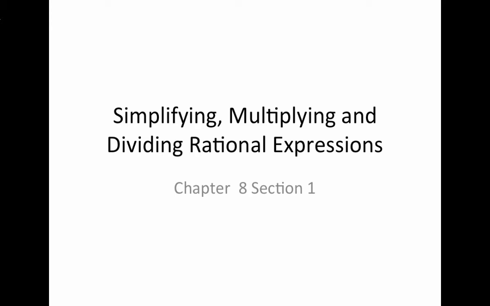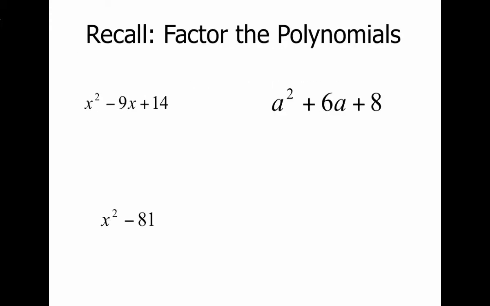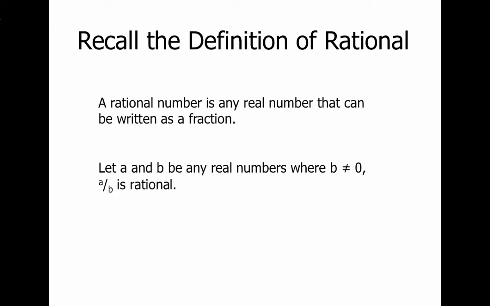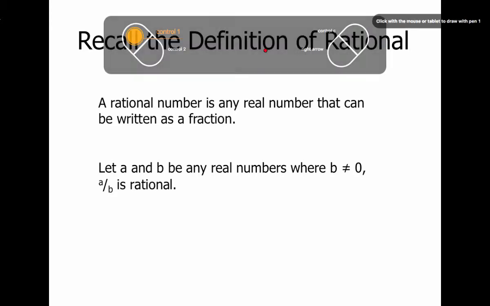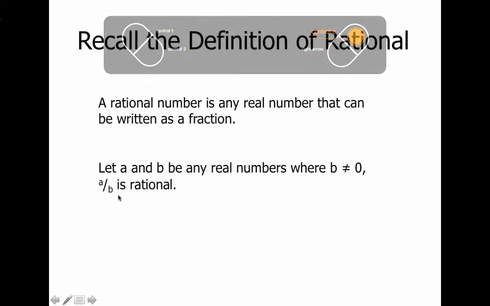Okay, we're going to start Chapter 8 with Section 8.1. A lot of this is going to be review or a combination of a couple of different sections that we've done leading up to Chapter 8. Let's run over here to rational. Remember, a rational number is something that can be written as a fraction. One thing we do have to watch out for is we are not allowed to divide by 0. So we have to make sure that b is not equal to 0.